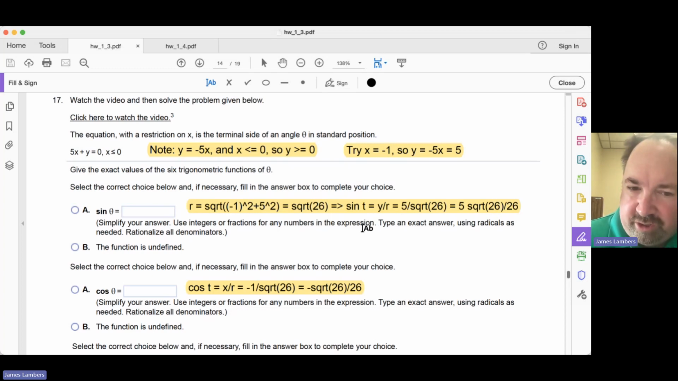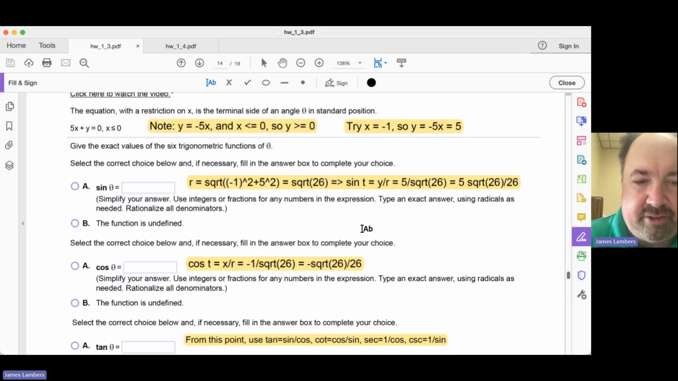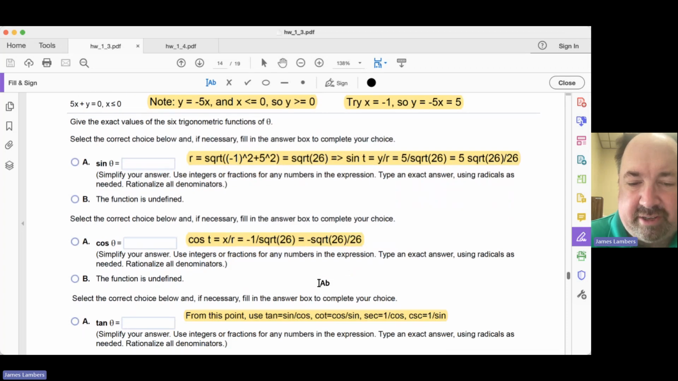Since you have x, y, and r, you can just apply the definitions of the 6 trig functions. So cosine t would be x over r. You have r from before. X is chosen to be -1. So then you have this, and then you go ahead and again rationalize the denominator. And after that, as I mentioned in class, you can use these relationships also. Once you have sine and cosine, you can use those values to get tangent, cotangent, secant, cosecant.